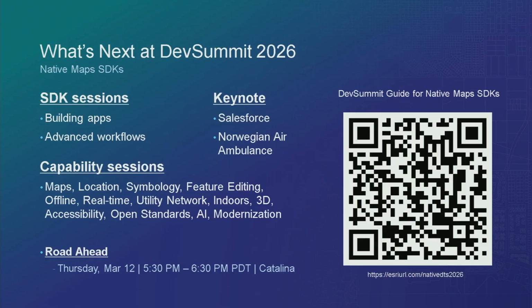This is a QR code that goes to a blog post that we put together that gives you kind of a rundown, right? So you can see all of these sessions and where they are and how to get there. Feel free to use that if it's helpful.